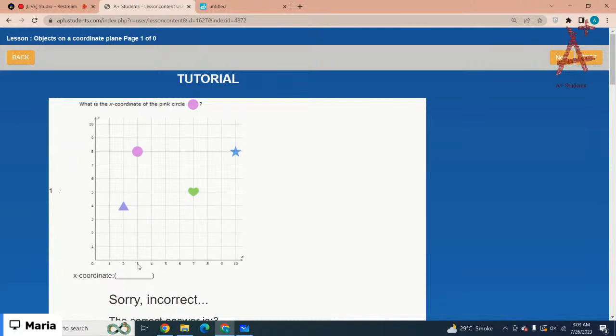This is a coordinate plane. A coordinate plane has two axes, a horizontal axis that is known as the x-axis and the vertical one that is known as the y-axis. So the x coordinate of the pink circle is 3. Got it? The x coordinate of the pink circle is 3.